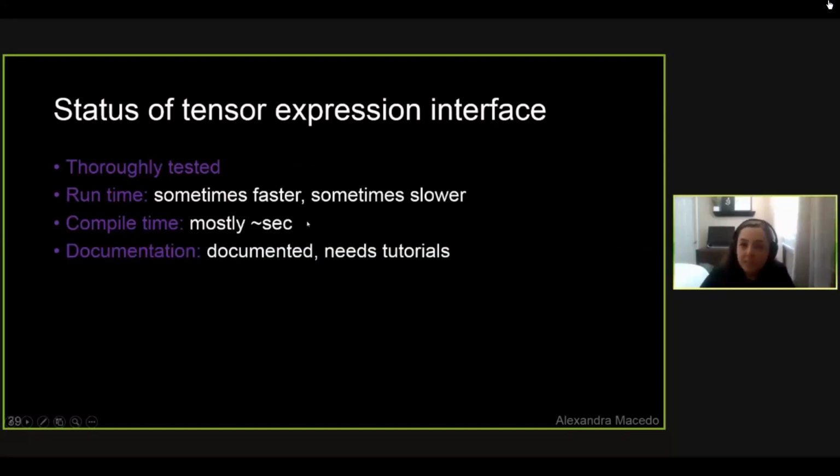When we write it with the tensor expressions, usually these equations compile in seconds, but we do have a couple extreme cases that take minutes to compile. We want to look into that. As far as documentation, the code is documented and publicly available, but we do want to add some tutorials on how to use the interface and how to write equations in a way that will minimize runtime.